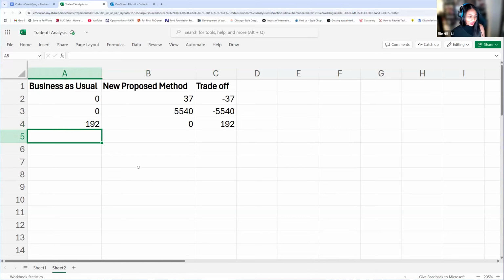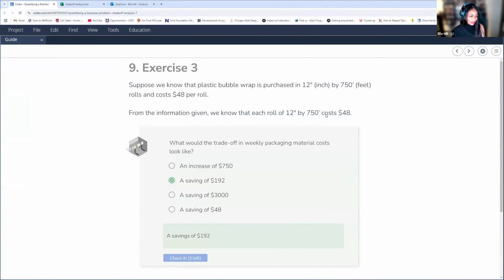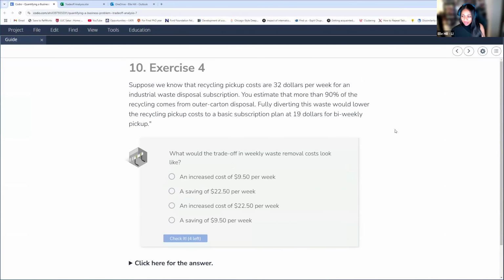So let's do one more step. Now, we have done this already. We've done our bubble wrap. So now let's continue. Okay, actually, this one's a bit weird. Let's take our break first because this one's going to be a lot more math.